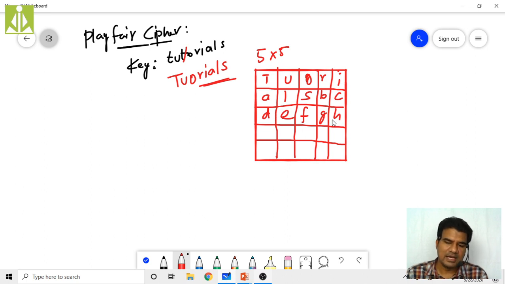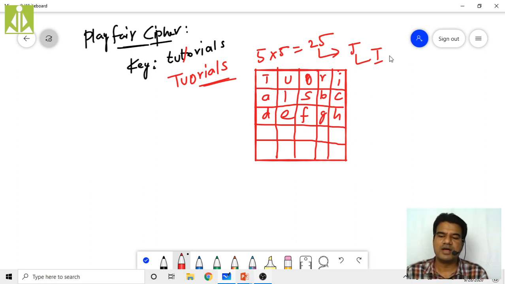So skip I, and we see here 5 cross 5. How many letters will you get? Only 25 letters. So from that entire alphabet, we'll skip one character. Generally we skip J only. So whenever there is a possibility that you have to put J, instead of J, we make use of I only.